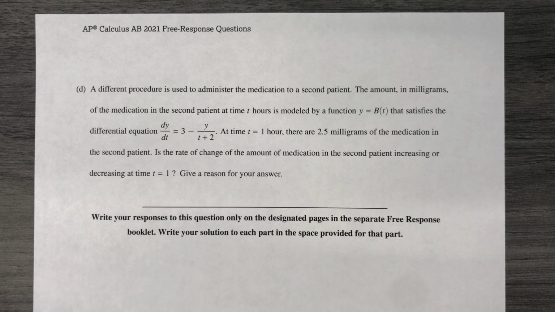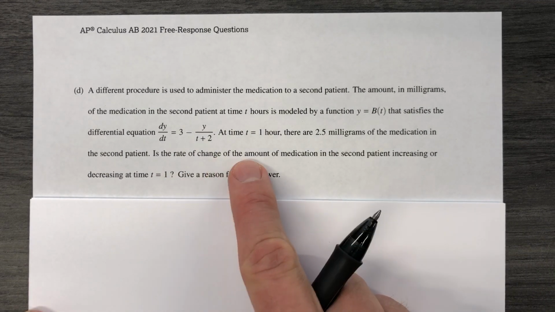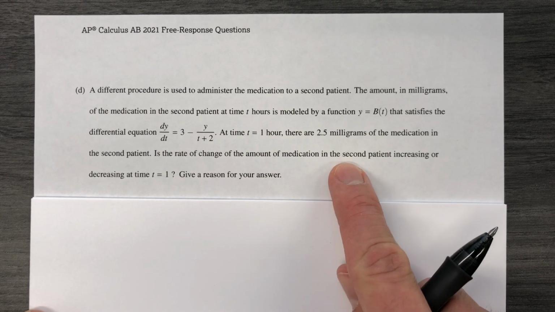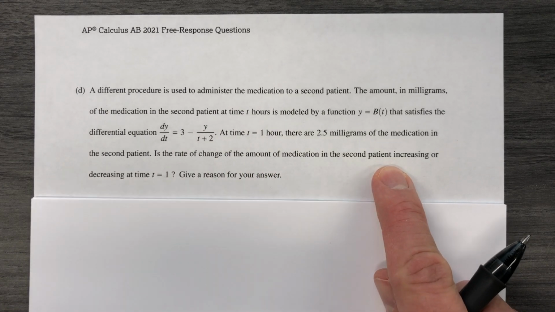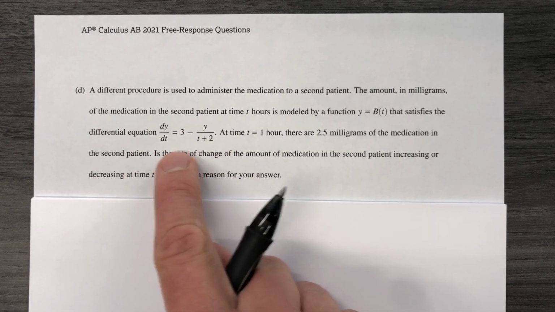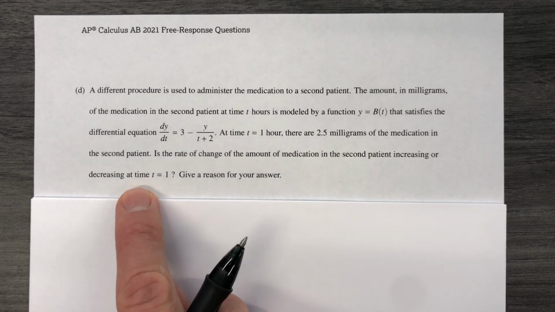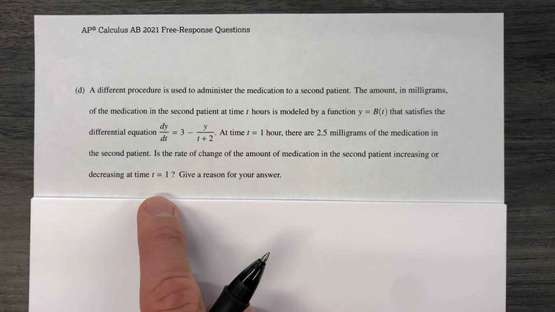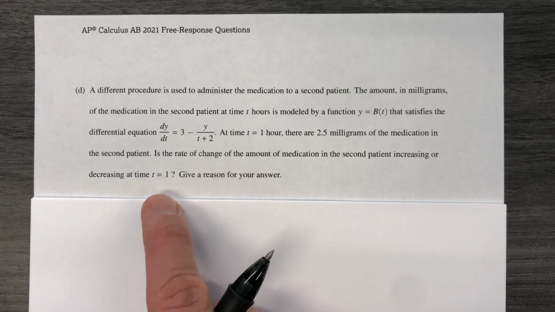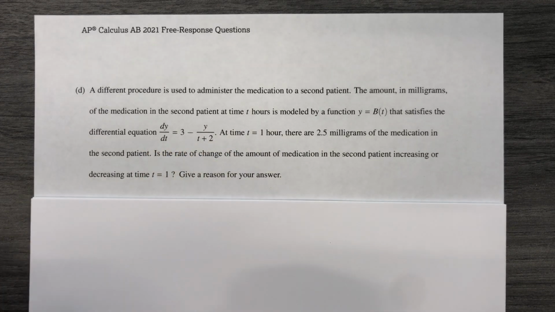Okay, let's read it very carefully. The actual question is the rate of change of the amount of medication in the second patient. Okay, the rate of change would be this. This is the derivative of that function. Is that rate of change increasing or decreasing? Which means they need to know about the rate of change of the rate of change. That is a second derivative issue. So we're going to find the derivative of this. Let's go. So here goes.